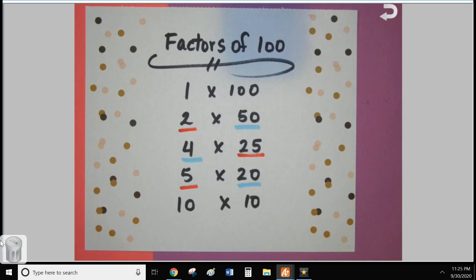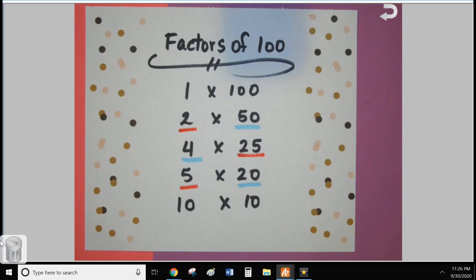We can also change some fractions to out of 10 or make them over 10, and that will be shown as well. So factors of 100: 1 and 100, 2 and 50, 4 and 25, 5 and 20, 10 and 10. Well, I've underlined the ones that we're going to be looking at.